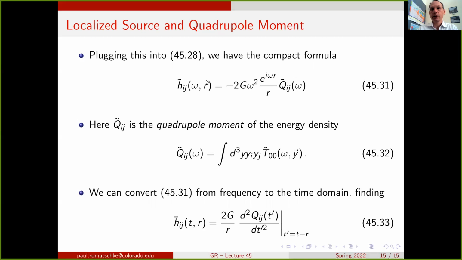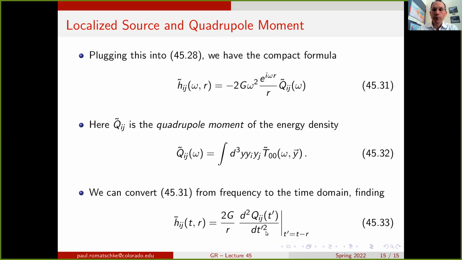We can as well convert this expression back to the time domain by just doing the inverse Fourier transform of this relation. So then on the left-hand side, we get the strain as a function of time. And on the right-hand side, the frequency omega converts to time derivatives. So we find that the strain is proportional to the second time derivative of the quadrupole moment in the time domain, where there's this retardation condition that says that we have to evaluate the time signal from the quadrupole moment at this retarded time.